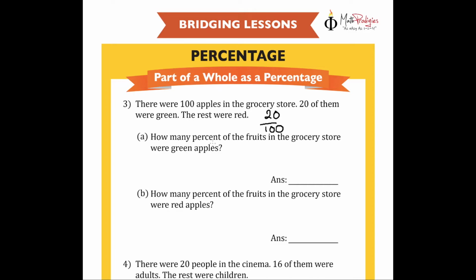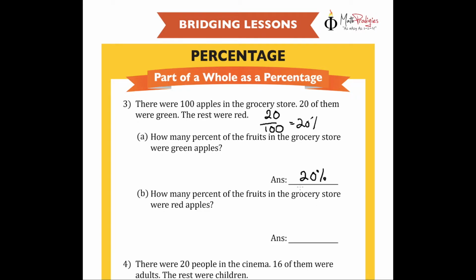Right? So how many percent of the fruits in the grocery store were green apples? So 20 out of 100. And that is actually what? That's right, 20%. So there we go. We have the answer already. See? So simple, 20%. Next one, how many percent of the fruits in the grocery store were red apples?